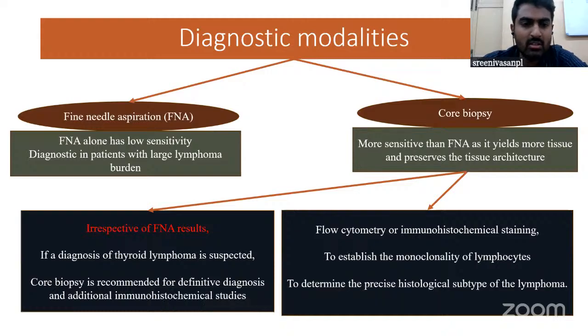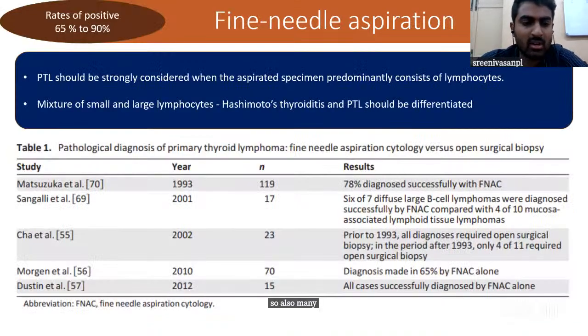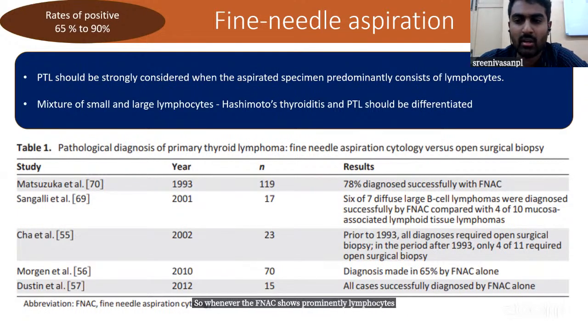So for diagnostic modalities, FNA and core biopsy are widely used. FNA alone has low sensitivity, but is diagnostic in patients with a large burden of lymphoma. Core biopsy is the gold standard along with immunohistochemistry. Also, many papers are available in which FNAC itself diagnosed primary thyroid lymphoma. The rate of positivity in FNAC ranges from 65 to 90%. Whenever FNAC shows predominantly lymphocytes, PTL should be considered. Also, a mixture of small and large lymphocytes always suggests primary thyroid lymphoma when compared to Hashimoto's thyroiditis.